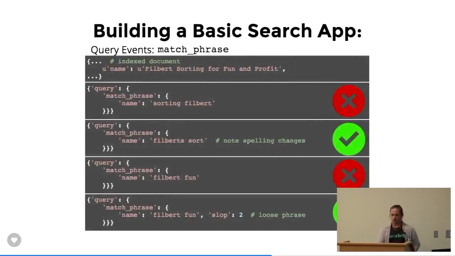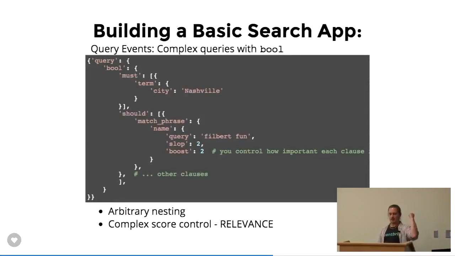But everything I've showed you to this point is just like atomic. It's like I want this thing or that thing. You have to have a way of gluing these things together. In ElasticSearch, that is a Boolean query.